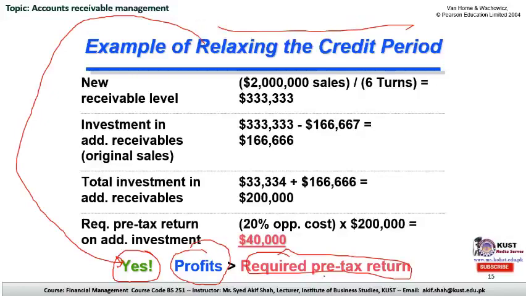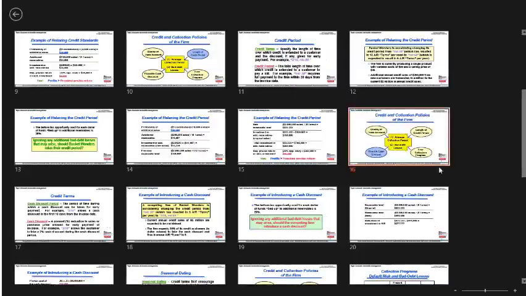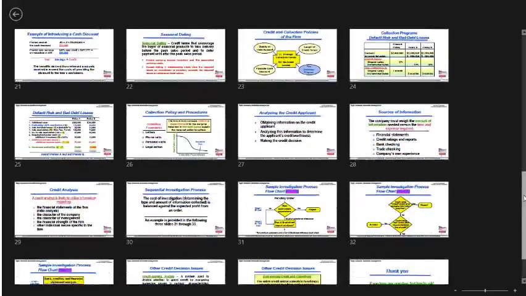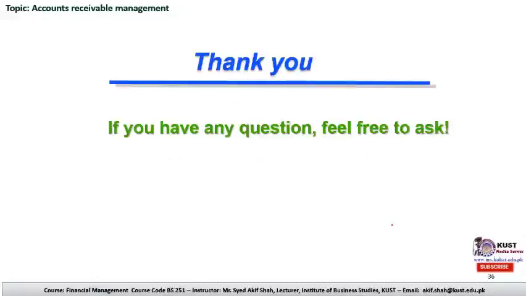So here we conclude our lecture, and in our subsequent lecture we will discuss the third point, which is possible cash discount, and what kind of impact this discount will have on the company's profitability, as well as on account receivable management, that is, to expedite the collection on account receivable. For the time being, this was all about account receivable management and the second factor which has an impact on the overall company's profitability and cost involved.